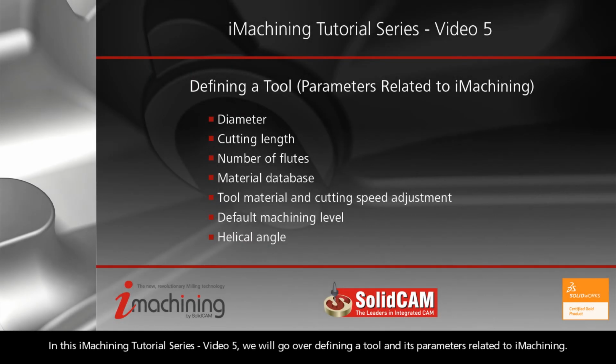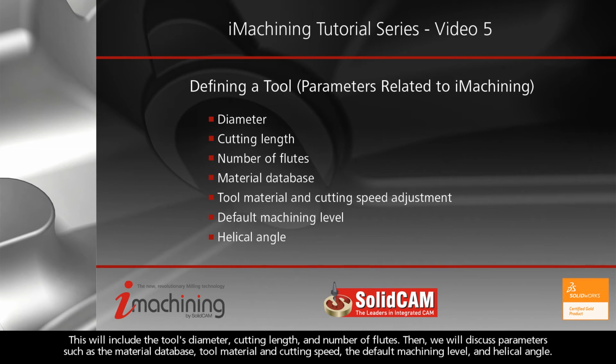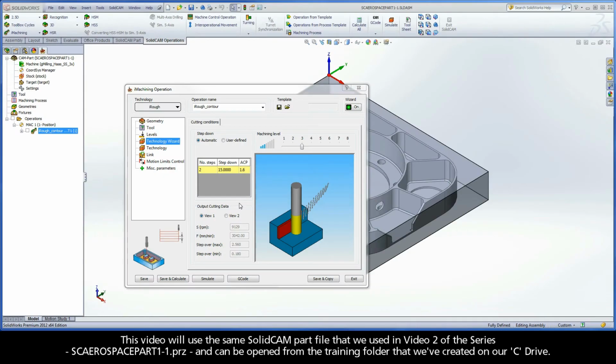In this iMachining tutorial series video 5, we will go over defining a tool and its parameters related to iMachining. This will include the tool's diameter, cutting length, and number of flutes. Then, we will discuss parameters such as the material database, tool material and cutting speed, the default machining level, and helical angle.